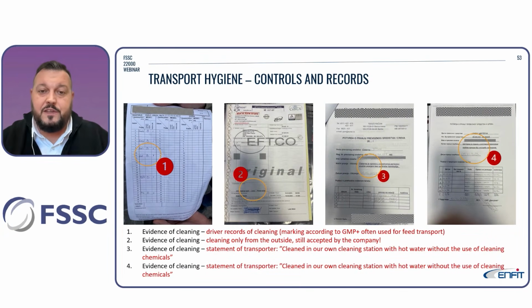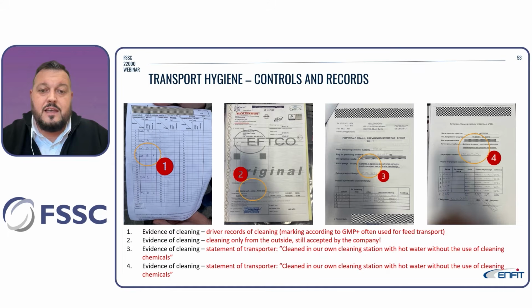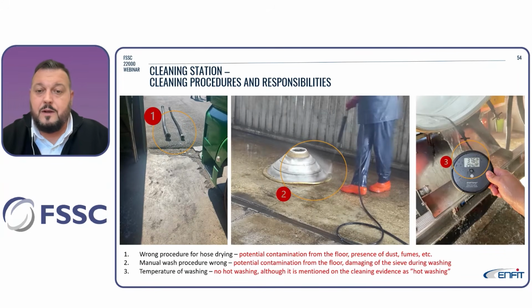Additionally, when we talk about evidence of cleaning, there are so many different kinds of evidence, and it is a question what they are showing us. We had some evidence of cleaning where the driver just records that he performed the cleaning, but this recording is done in the GMP+. Then we have other documents where it is written that it was cleaned only from the outside, but companies still accepted this cleaning document. Then we also have statements saying we cleaned in our own cleaning station with hot water without the use of cleaning chemicals. So you can imagine cleaning only with hot water, but we don't even know the temperature, or the cleaning agents, or anything.